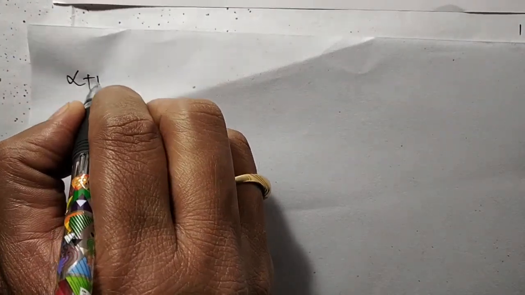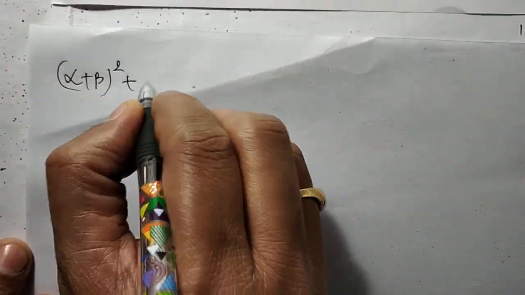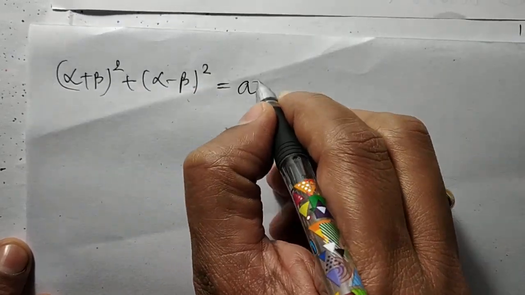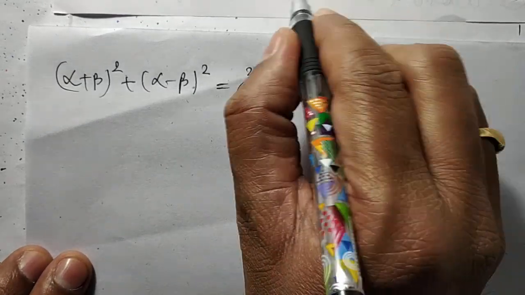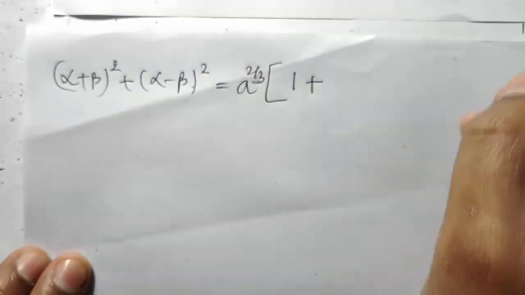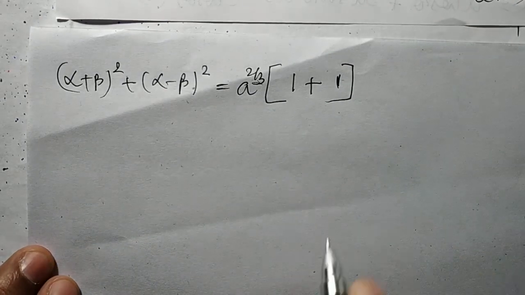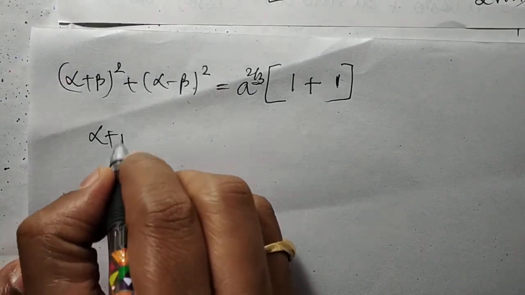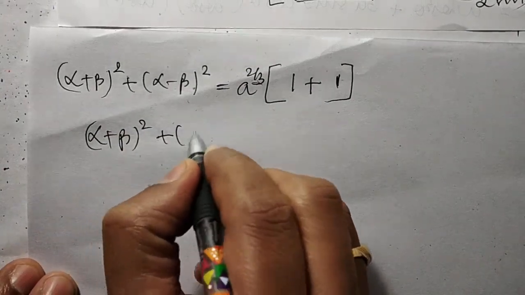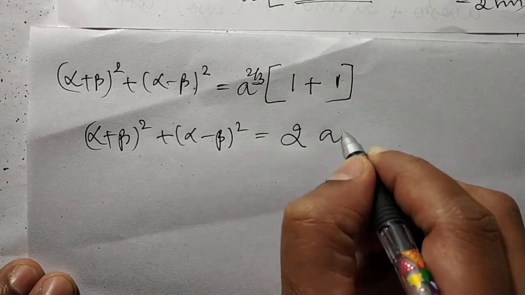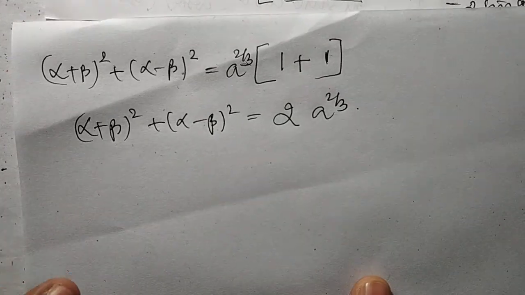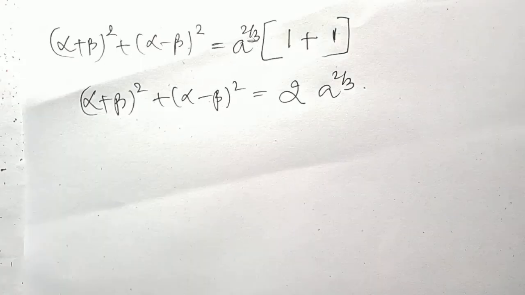Therefore, this result is equal to alpha plus beta the square plus alpha minus beta the square, that is equal to a raised to 2 by 3 into cos square plus sin square, which is 1. Again cos square plus sin square is 1. Therefore, alpha plus beta the square plus alpha minus beta the square is equal to 2 times a raised to 2 by 3. Now you may ask, this is not our desired result.